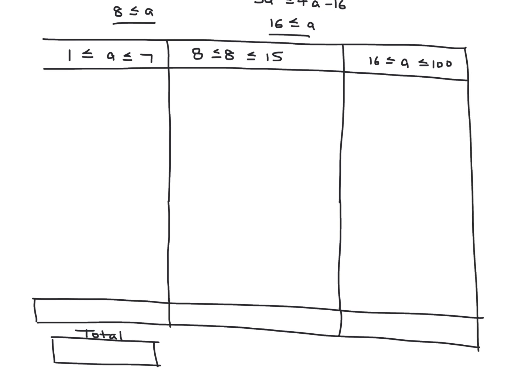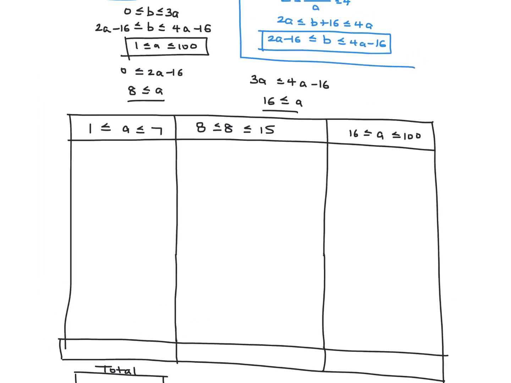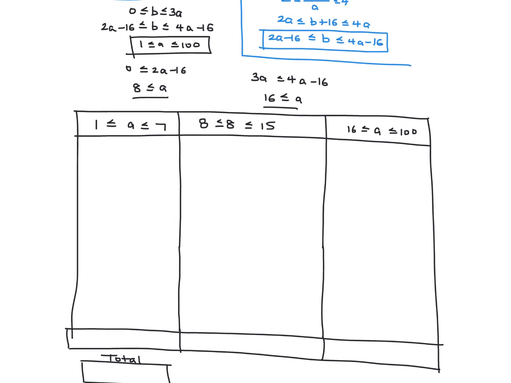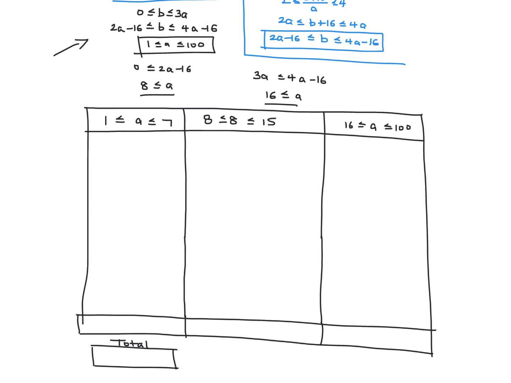Okay, let's figure this out. Let me put some of our equations on the screen, because I think those are important. We have to have those, otherwise we won't have much of a guideline as to what to work with here. So, for A between 1 and 7, well, 4A minus 16.